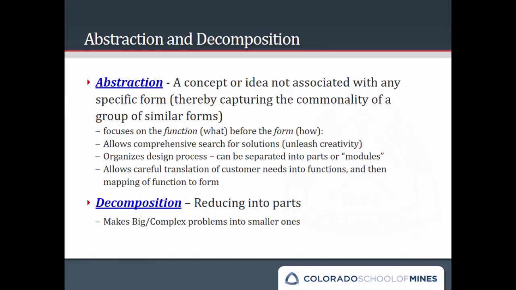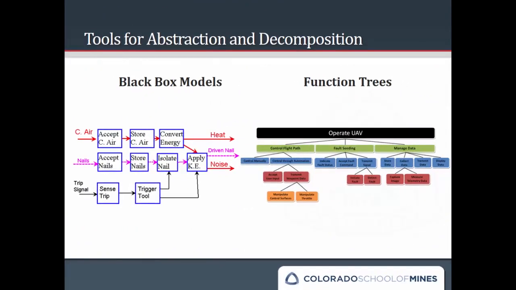We also looked at decomposition, or reducing things into parts, so reducing something large into a set of smaller subsystems or smaller parts. Basically taking our big problem and making it into a series of littler problems. Some of the tools that we looked at for abstraction and decomposition were black box models, basically taking a functional model of what's going on, black box being the highest level of that particular function, and then looking at our inputs, the functions that need to be performed, and then the outputs.